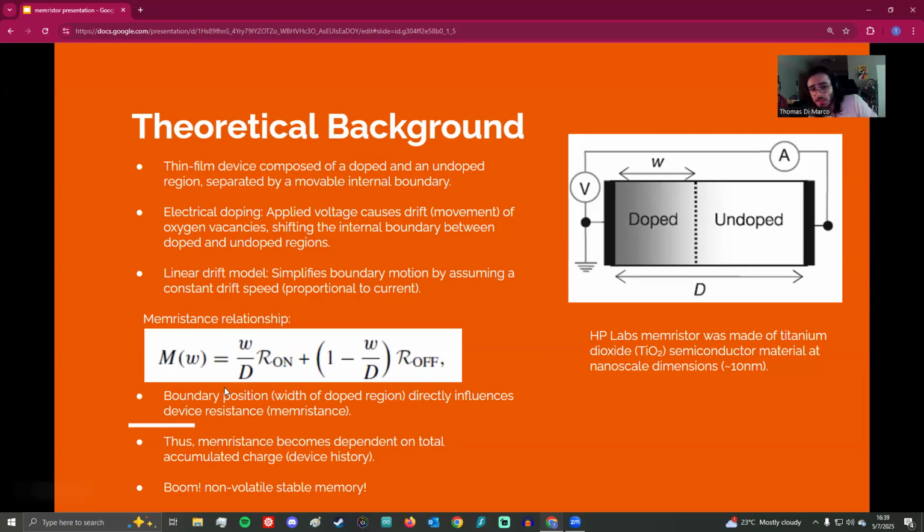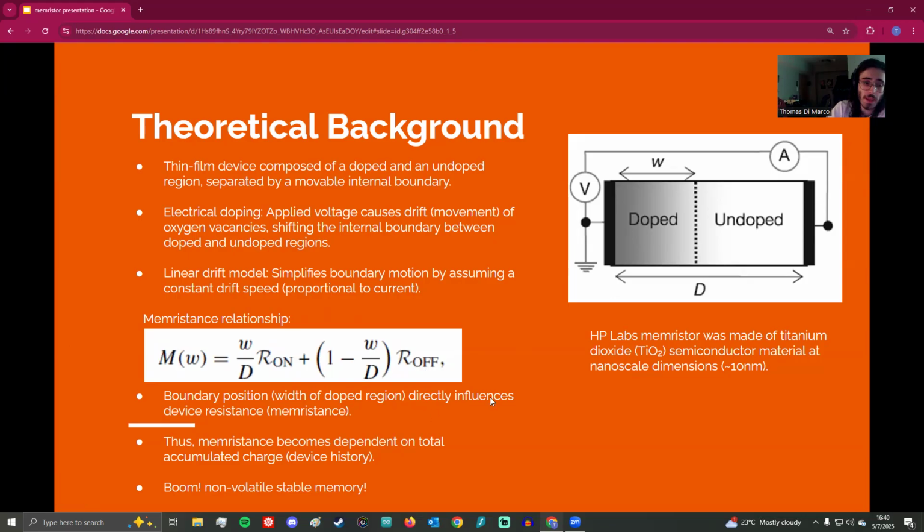This looks intimidating, but this is basically just a weighted average of the resistance of the two regions. We have w and D, which is just the ratio of each zone to the entire system. I'm moving my cursor. I hope you can see my cursor on my screen. And R_on and R_off are just the values of resistance for the doped and undoped regions. Obviously, R_off is much, much, much higher.